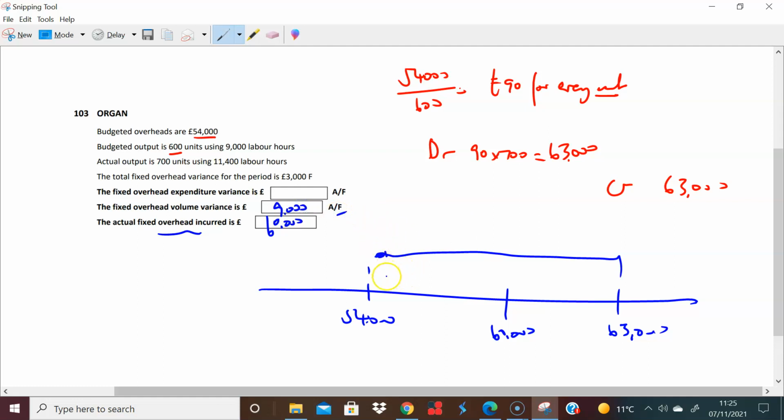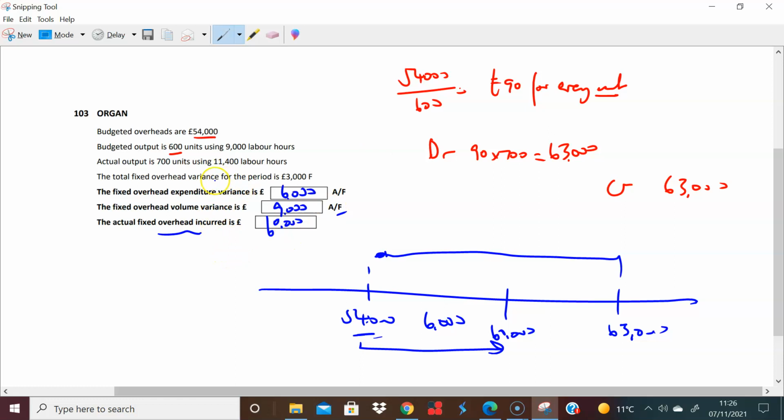But at the same time, what we now ask is the question, well, what really happened? We want to know what caused this difference going from 54 to what actually happened. So we actually see a 6,000 adverse variance, which is what we refer to as the adverse variance, 6,000 adverse. And so that's how we do it.